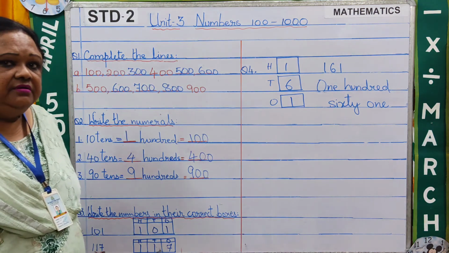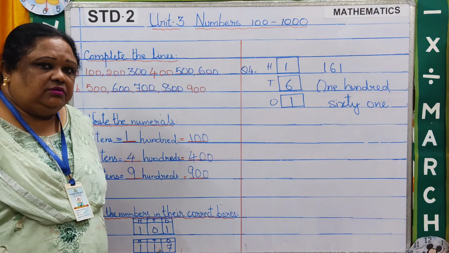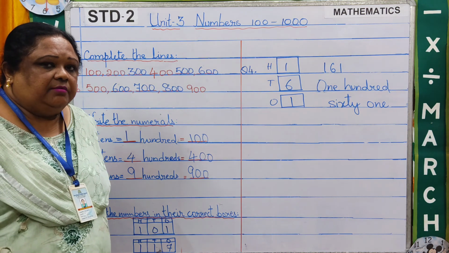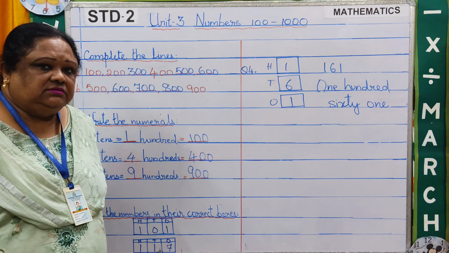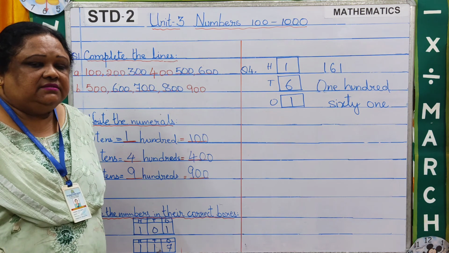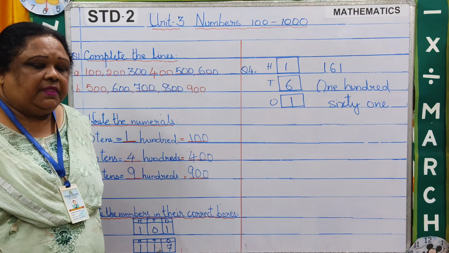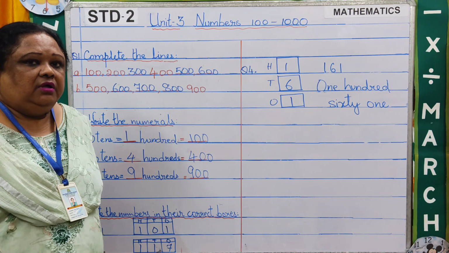So you see, children, you have understood how to write numbers from 100 to 1000. You can practice pages 29 to 34 at home.